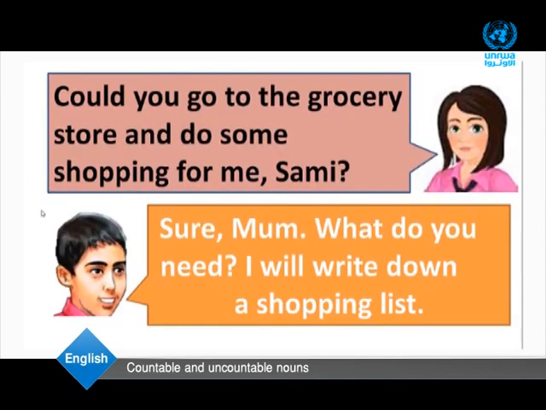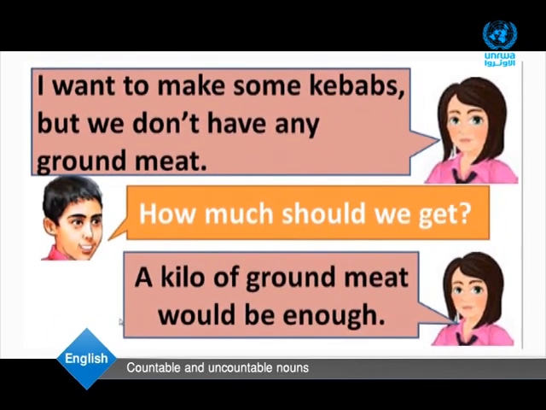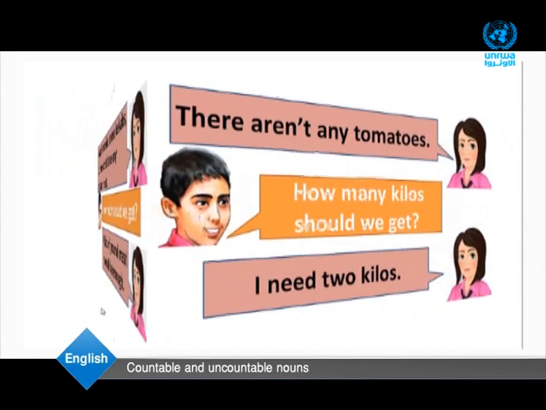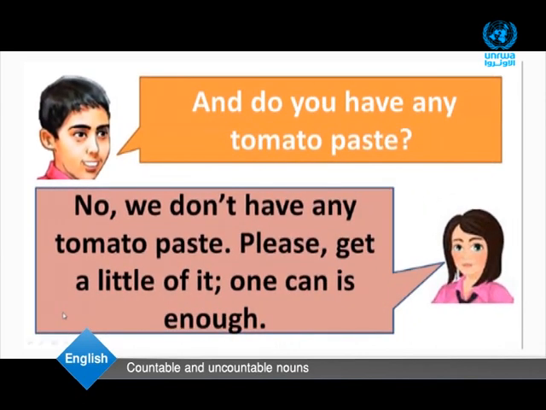Could you go to the grocery store and do some shopping for me, Sammy? Sure, Mom. What do you need? I will write down a shopping list. I want to make some kebabs, but we don't have any ground meat. How much should we get? A kilo of ground meat would be enough. There aren't any tomatoes. How many kilos should we get? I need 2 kilos. And do you have any tomato paste? No, we don't have any tomato paste. Please get a little of it.